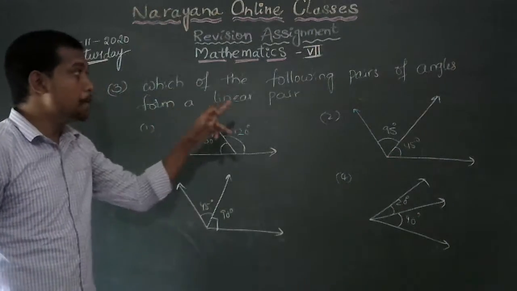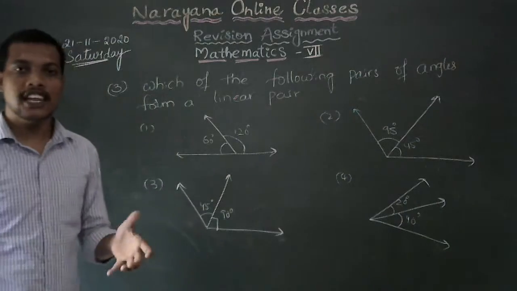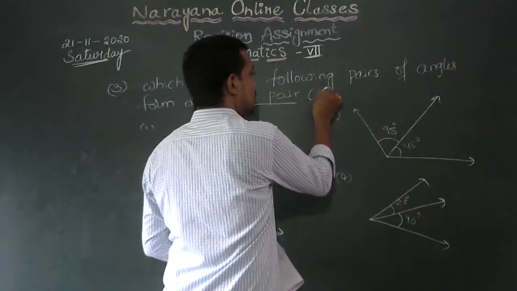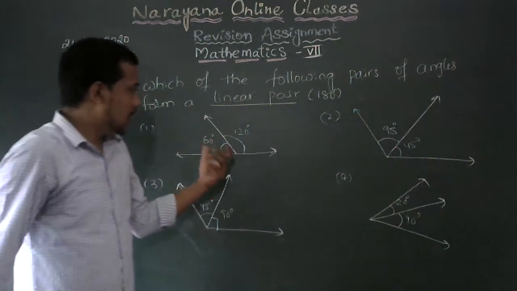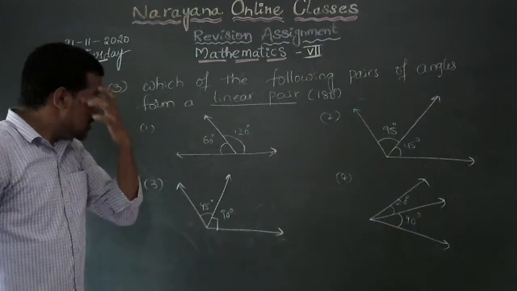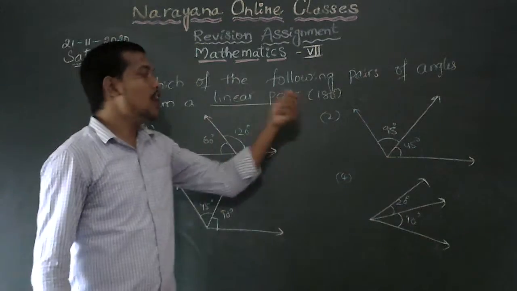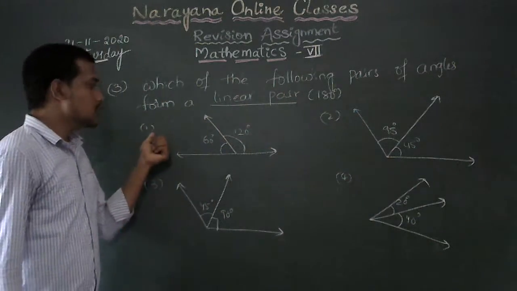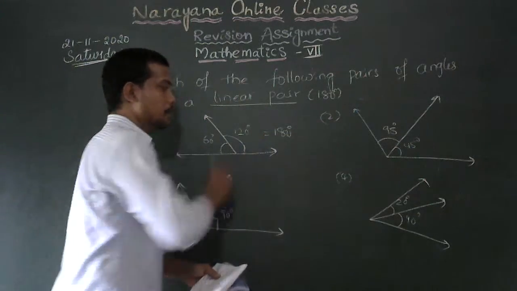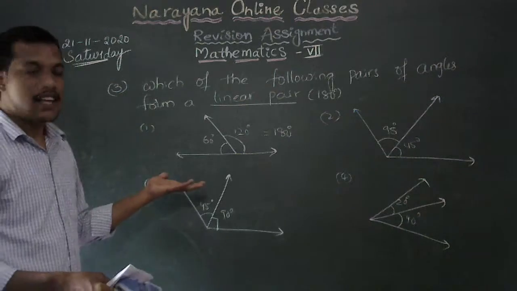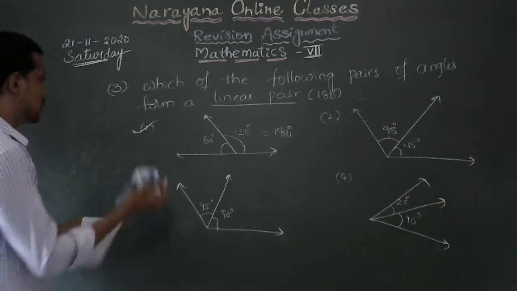Which of the following pairs of angles form a linear pair? Linear pair means 180 degrees. Now verify. Here different angles are given. In each option we need to add the angles. When we get 180, that option is the correct option. So the first option is 60 plus 120, 180. So the first option is the correct option.